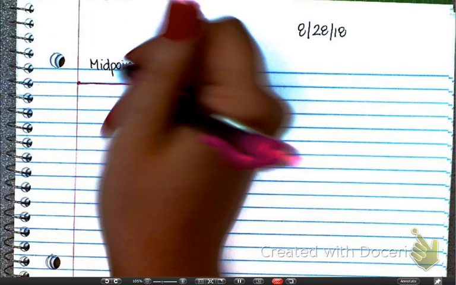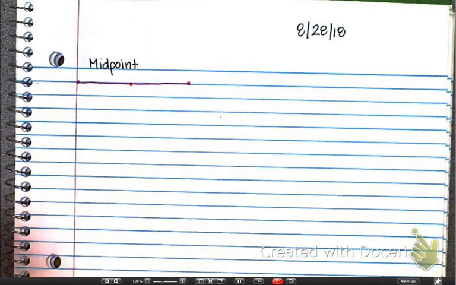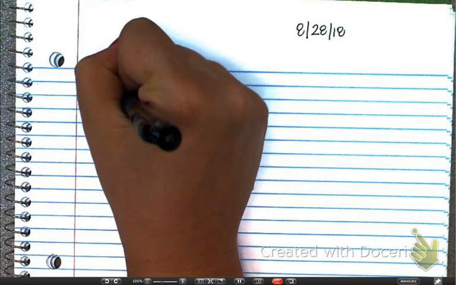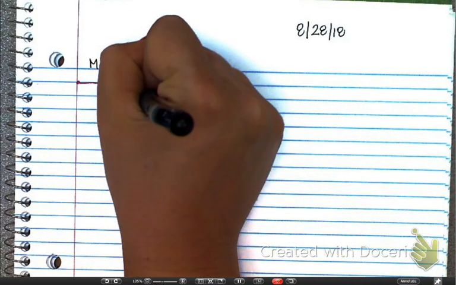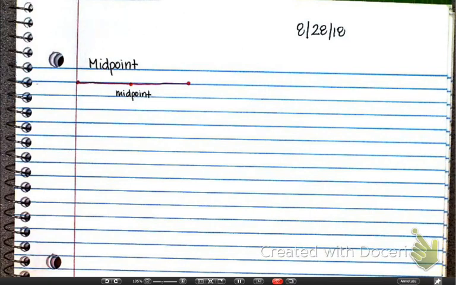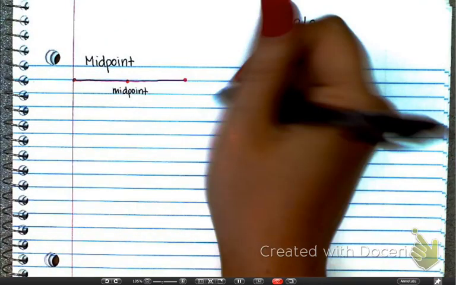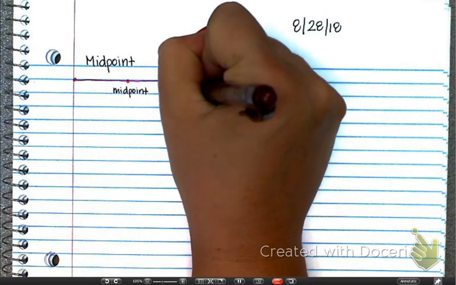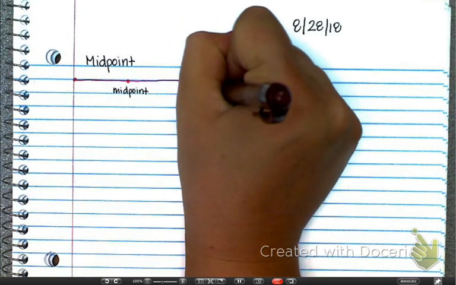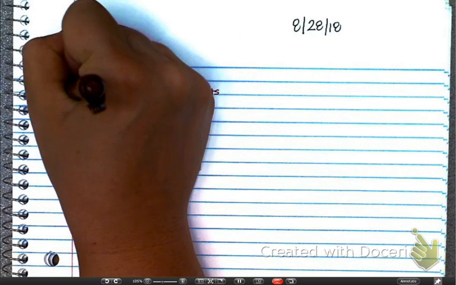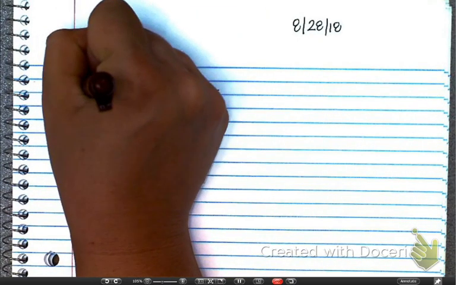Okay, so if I have a midpoint here, I know it's in the middle. So that's a midpoint. It's in the middle of that line segment. What are those end ones called? Endpoints. Okay, so I have 2 endpoints and a midpoint, right?